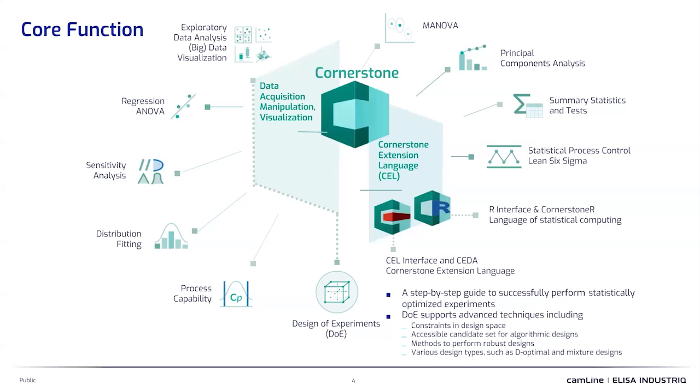In addition, there are also two other modules that can be very useful. The Cornerstone extension language allows you to automate all of the analyses that you do in Cornerstone, and the Cornerstone R extensions allow you to do more complicated statistical modeling through R.